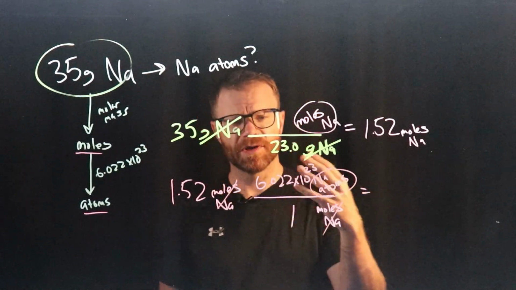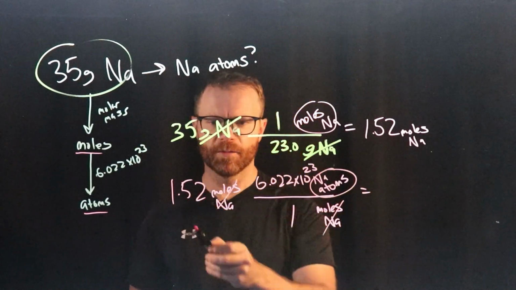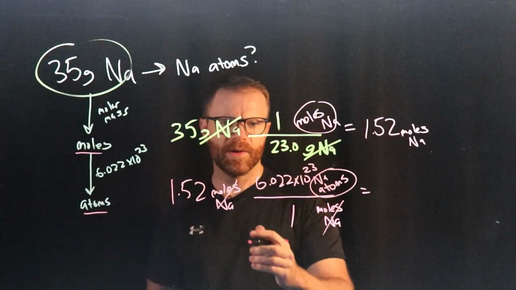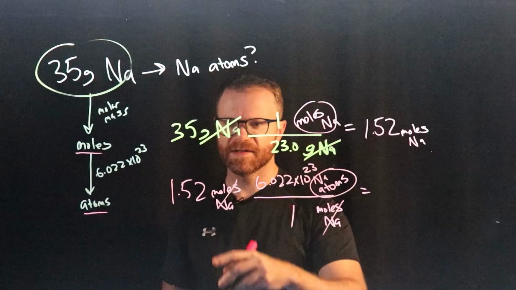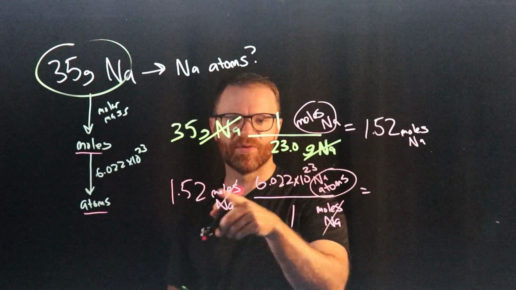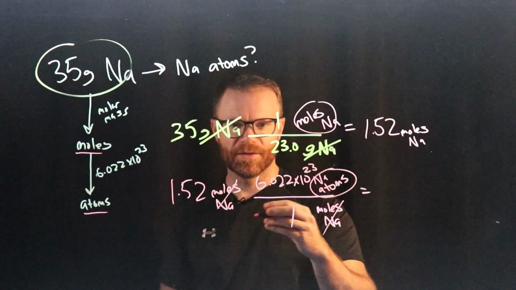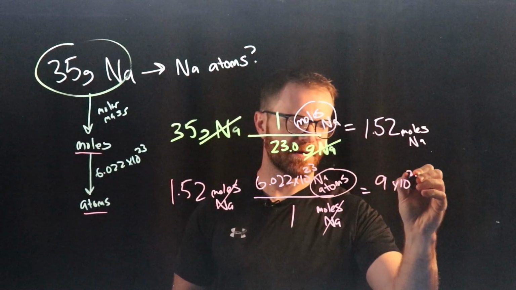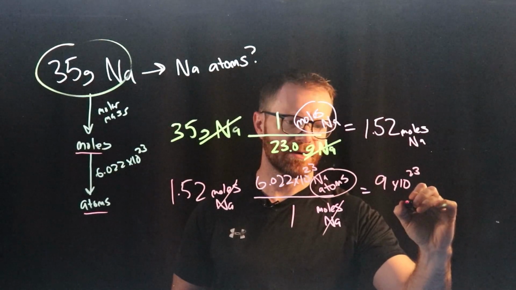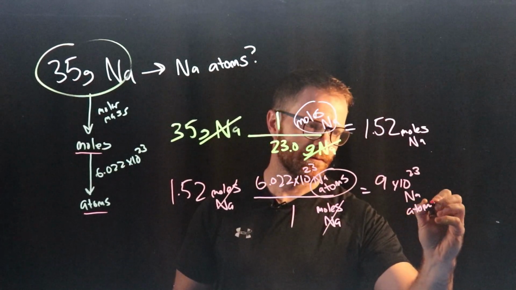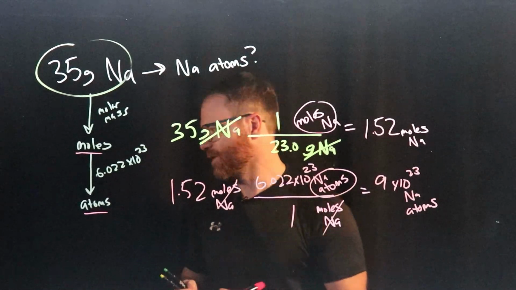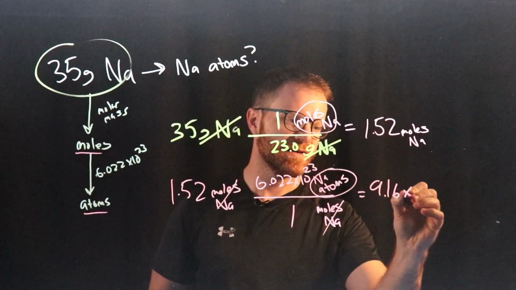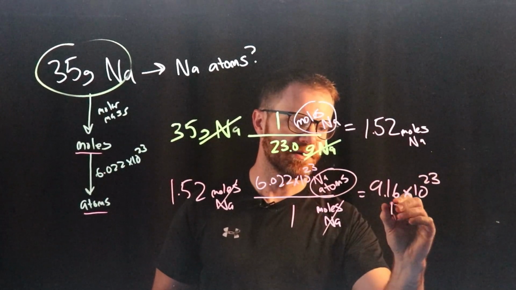And so this just becomes a pretty simple arithmetic problem, 1.52 times 6.022. I don't have a calculator in front of me, but I could basically do this math, right? 1 times 6 is 6, and then 0.5 times 6 is 3, so it's going to be something like 9 times 10 to the 23rd atoms of sodium. Let's go to the calculator to see what it would actually be. Okay, and if you put that in your calculator, you'll get 9.16 times 10 to the 23rd sodium atoms.